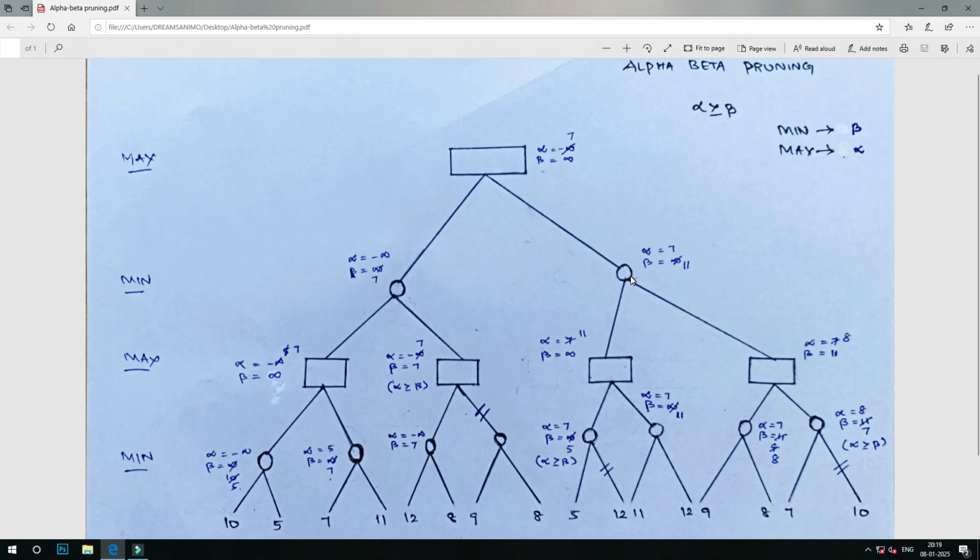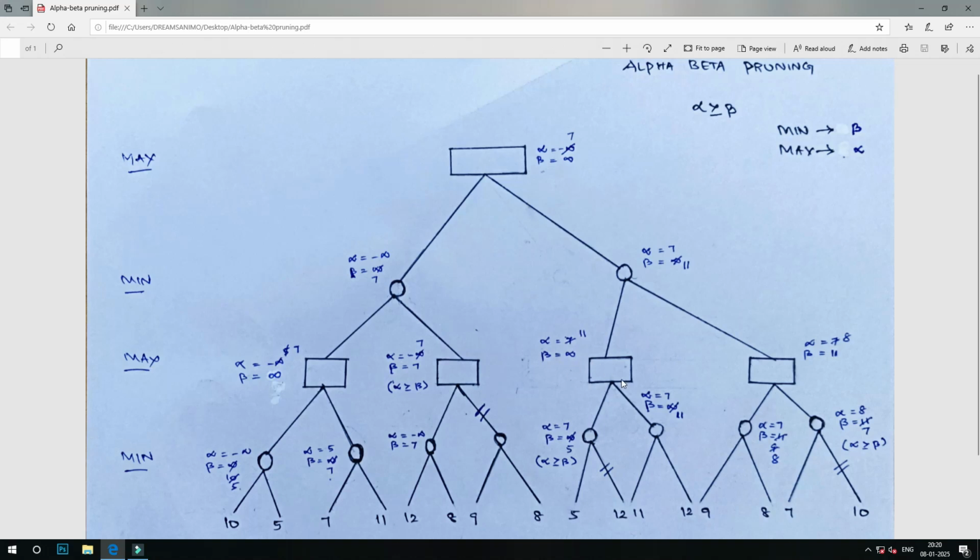Okay, alpha equal to 7 and beta equal to infinity. Now we check the beta value: is 5 small or infinity small? 5 is small, right? So we put 5 instead of infinity. So here we got that 7 is greater than 5, that is alpha is greater than beta. The constraint is satisfied here, so the next leaf should be pruned. So 12 should be pruned, and the value is given upwards to the max value. Okay, so alpha equal to 7 and beta equal to infinity.